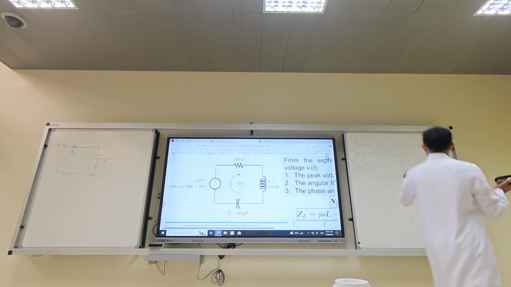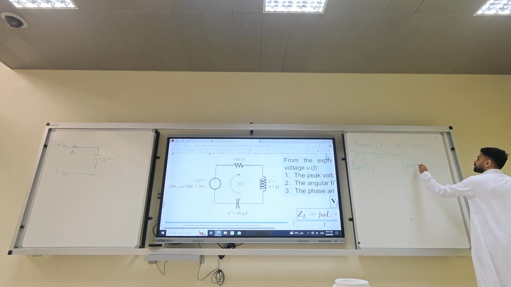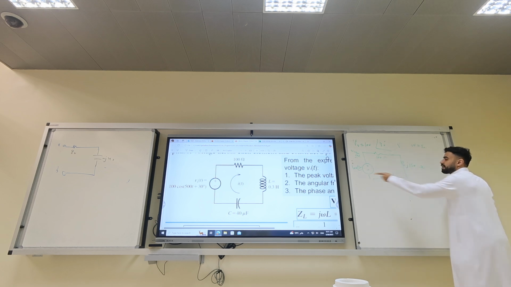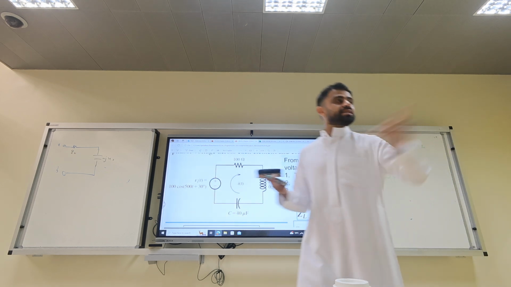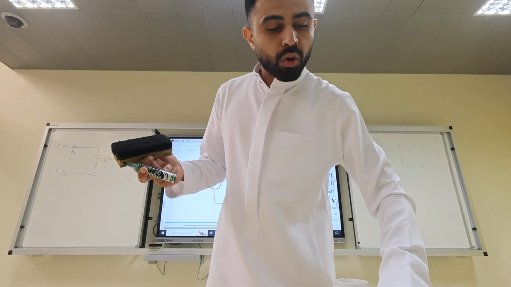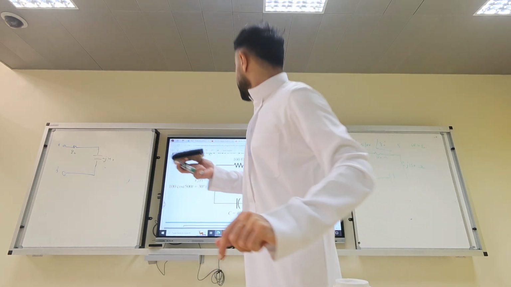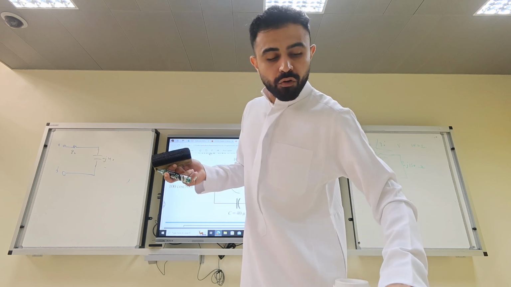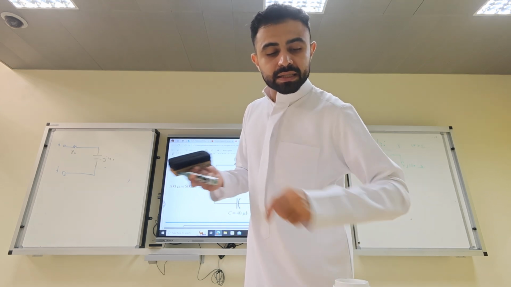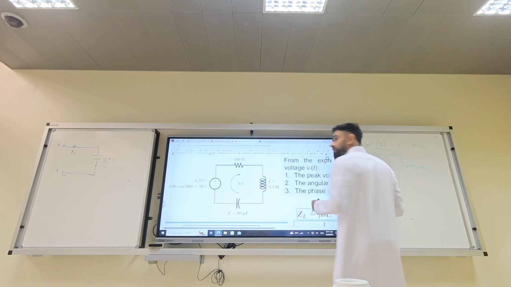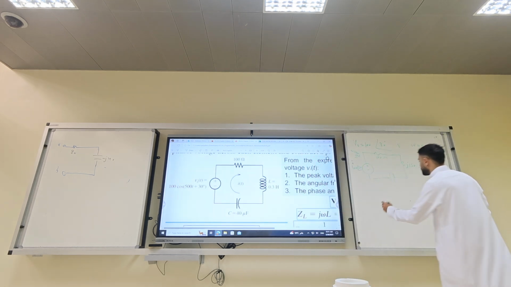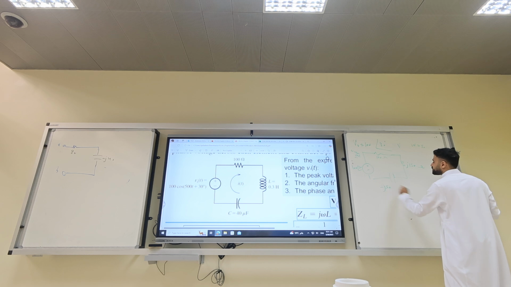So this is J times 150. What's the unit? How about the capacitor? 1 over J omega C. All calculated. 1 over J times the capacitance, which is 40 micro, 40 times 10 to the minus 6. It's minus 50 J. Minus J times 50.